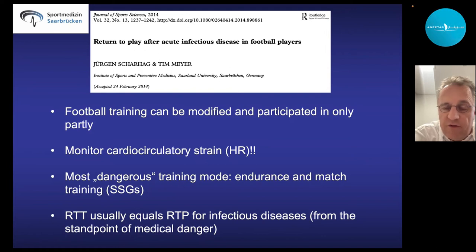To be honest, evidence for this mainly comes from animal studies. However, it is by most experts regarded the most relevant factor. So if there is still remaining infectious disease, cardiocirculatory strain should be held low. And in a typical football training session as it is conducted today, the most dangerous training mode is probably the small-sided games, because they include a very high intensity. In fact, they are carried out to reach high intensities.